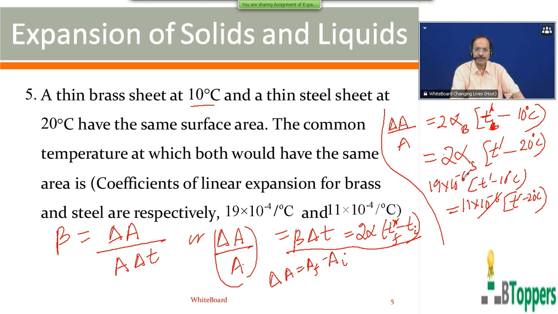You can take 10 power minus 6 and cancel both sides. You can solve for T dash here. So T dash into 19 minus 11 is equal to 19 into 10, that is 190 degrees centigrade, minus 11 into 20, that will be 220 degrees centigrade.